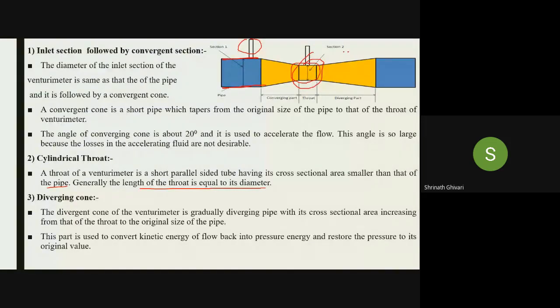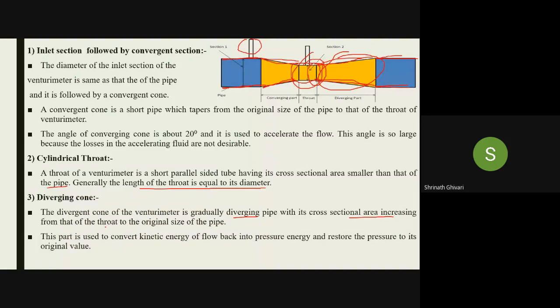The next part is the diverging part. The diverging part of the venturimeter is a gradually diverging pipe with its cross-sectional area increasing. Here in the convergent cone it is decreasing, but in the diverging cone it is increasing, from the throat to the original size of the pipe. So it started converging from the original size of the pipe to the throat, and from the throat it goes on expanding towards the cross-sectional area of the pipe.